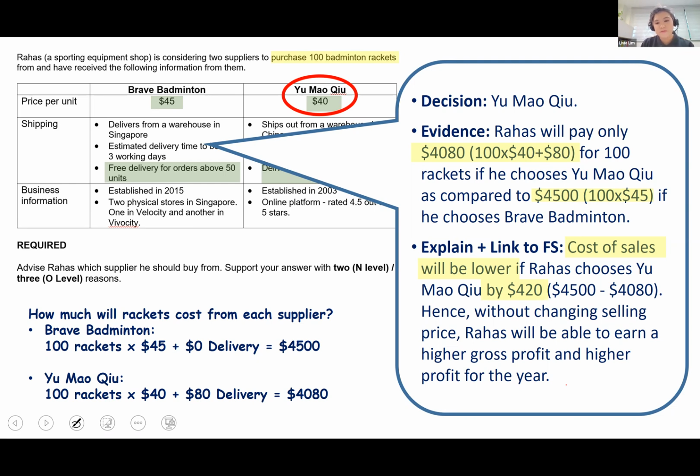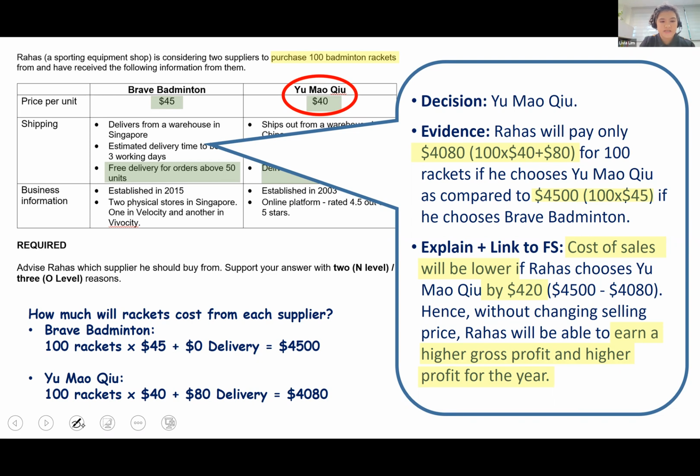Now, apart from that, you also need to link to FS, right? So the way I link it is, this means that without changing the selling price, that means I don't change selling price at all, Rahas will be able to earn a higher gross profit and a higher profit for the year. Why? Because cost of sales is lower, right? So this answer illustrates how you can write a decision, which is supported by one reason.